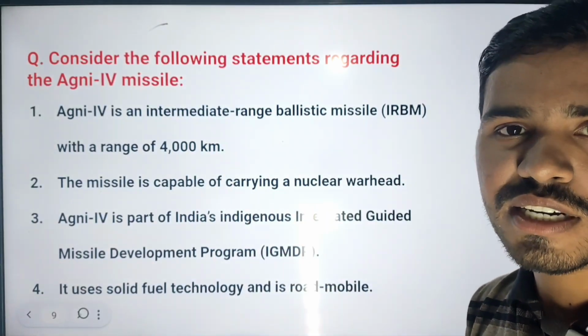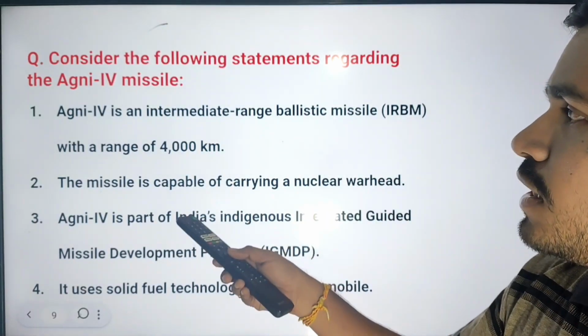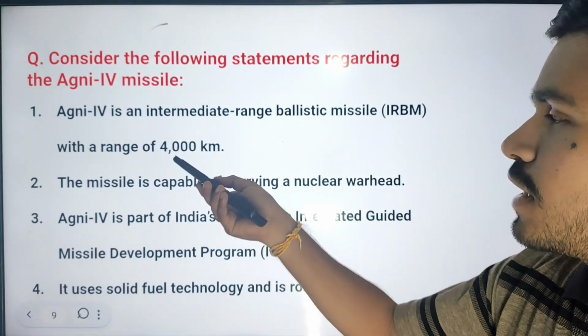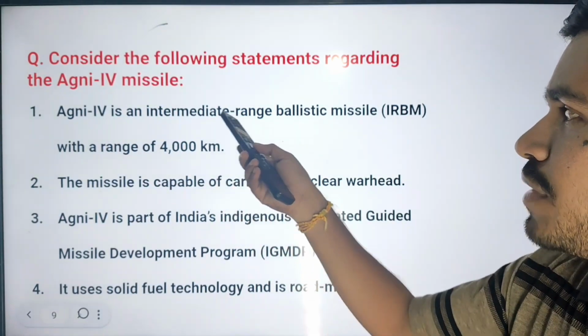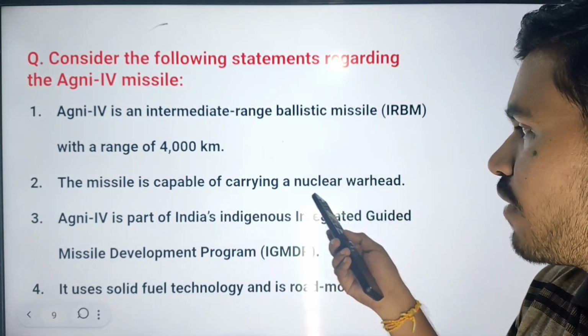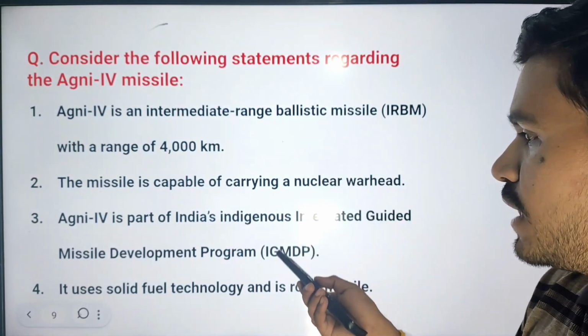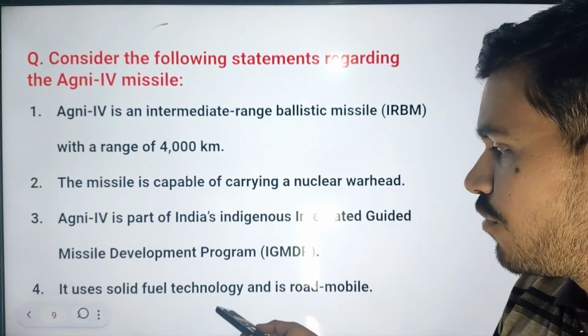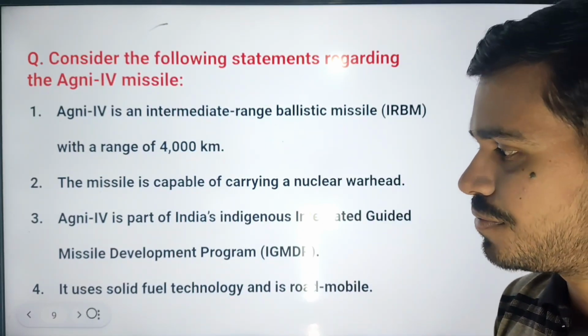So recently we tested Agni-4 missile successfully. So that's why this question is asked. So here it is a range of 4,000 km, intermediate range ballistic missile. It is capable of carrying nuclear warheads. So it is developed under IGMDP program. It uses solid fuel technology and is a road mobile.